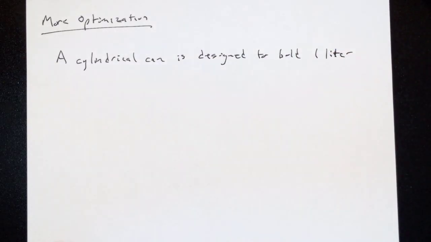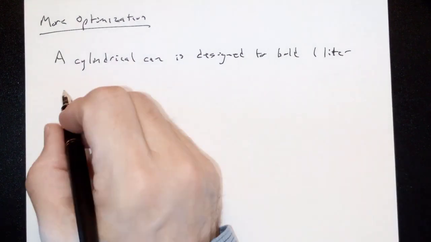I want a 1 liter can. I want it to be a cylinder. I want it to use as little material as possible.